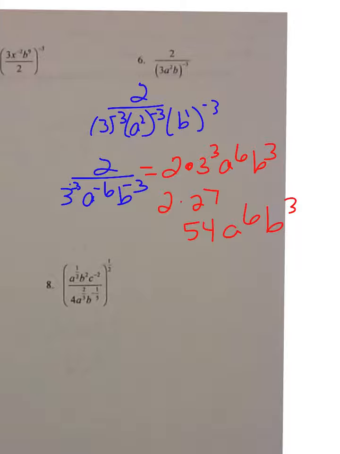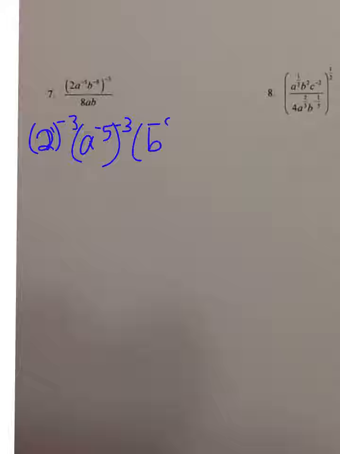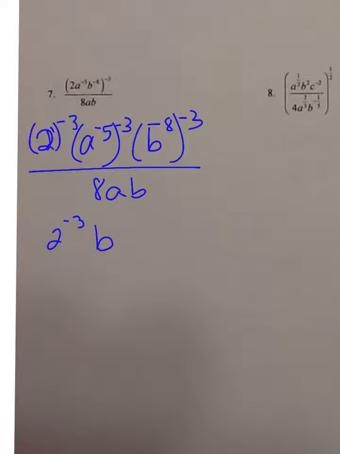Okay, so let's take a look at number 7. The only thing being raised to the negative 3rd power is the numerator, but it's everything in the numerator. So let's see, I have 2 to the negative 3, a to the negative 5th to the negative 3, b to the negative 8 to the negative 3 over 8ab. So I have 2 to the negative 3, a to the positive 15.